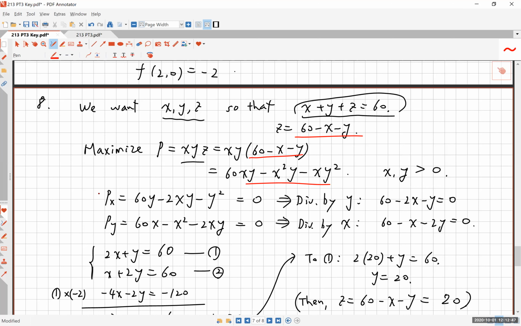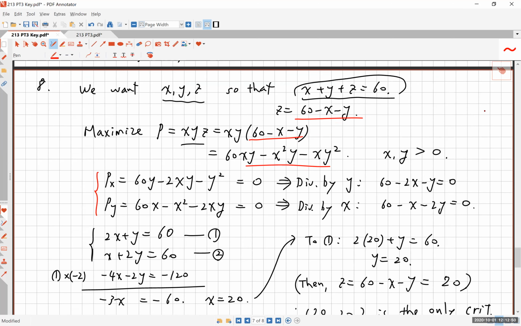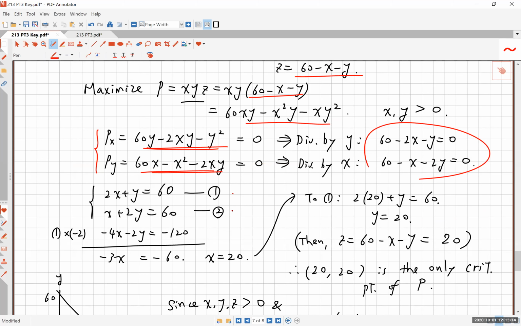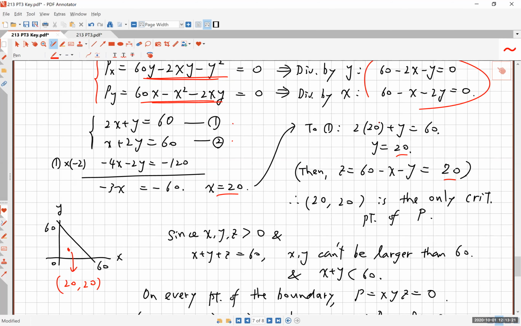And then you take the partials, set each of them equal to 0. Now, these are not linear, but remember x, y, z are all positive. In particular, they are not 0. So you can divide this by y and this by x, and they will give you these 2 equations. Now you have a system of 2 linear equations. You will see that x has to be 20, and that means y has to be 20, and that means z has to be 20. There it is. That's the answer.